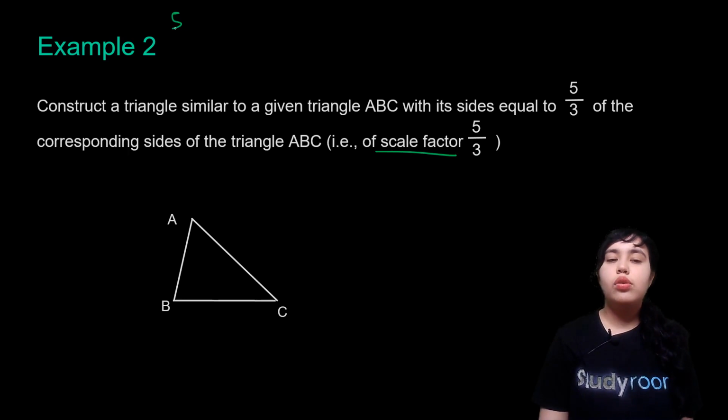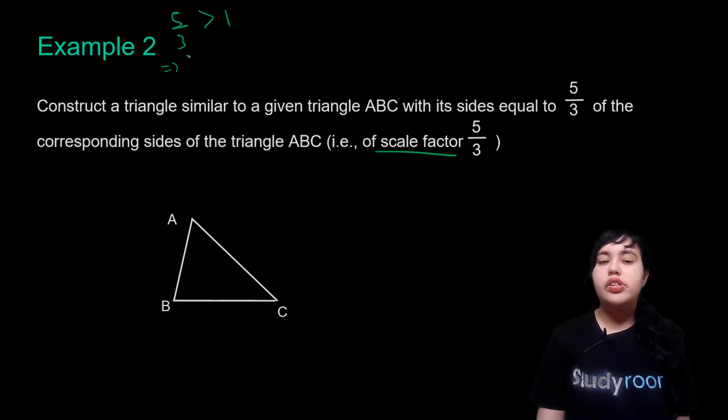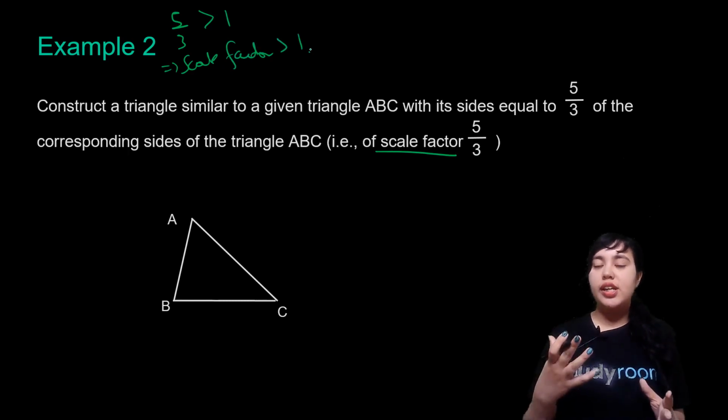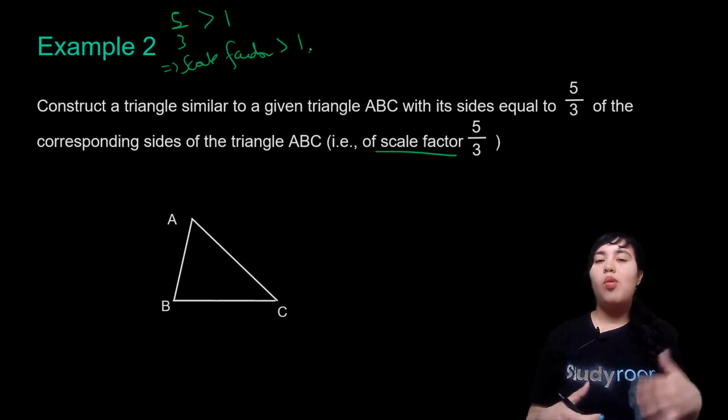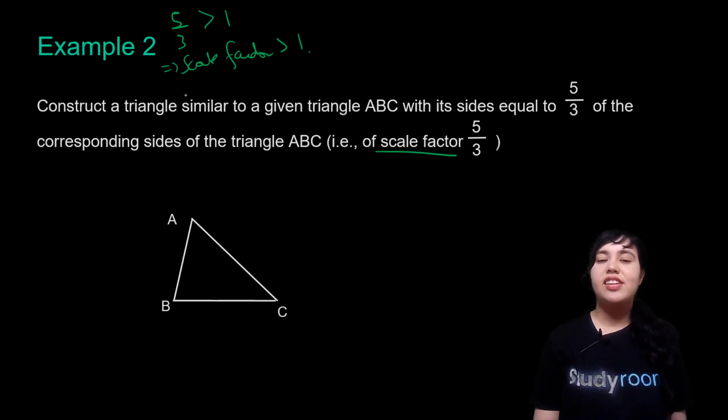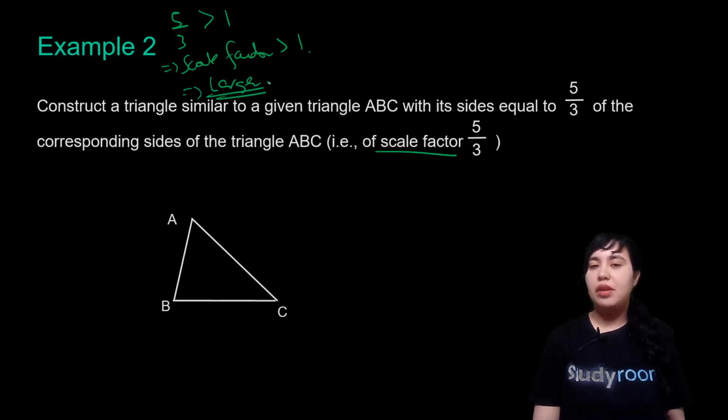If you see this 5 by 3, it is obviously greater than 1. So this means that my scale factor is greater than 1. Now you tell me, the triangle that we will be constructing, will it be larger or smaller than the given triangle? Well, it should be larger because scale factor is greater than 1.